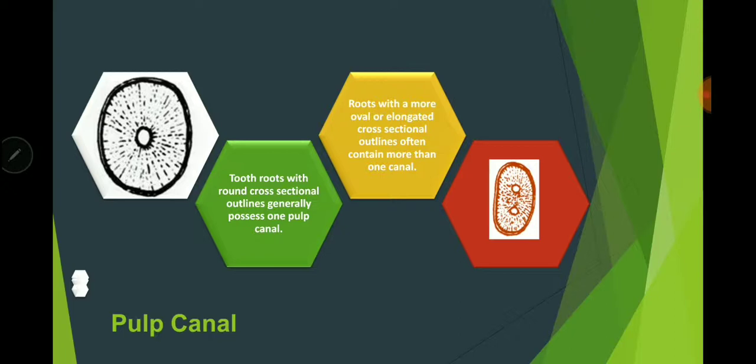All right, so this is a cross section. Tooth roots with round cross-sectional outlines generally possess one pulp canal. So if the tooth root is nicely rounded, then it generally has one pulp canal. And tooth roots with more oval or elongated cross-sectional outlines often have more than one canal. So keep that in mind.